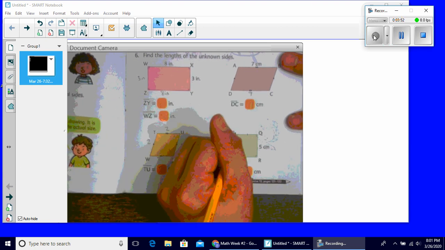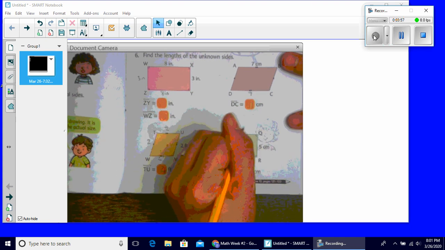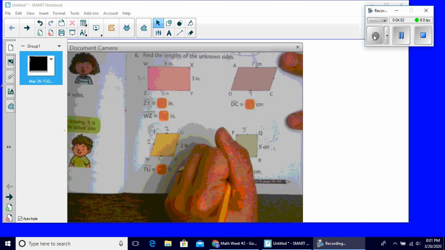Here's a square. 4 right angles, 4 sides of equal length. If this is 5, this is 5, this is 5, this is 5. The measurement of line SR is 5 centimeters.